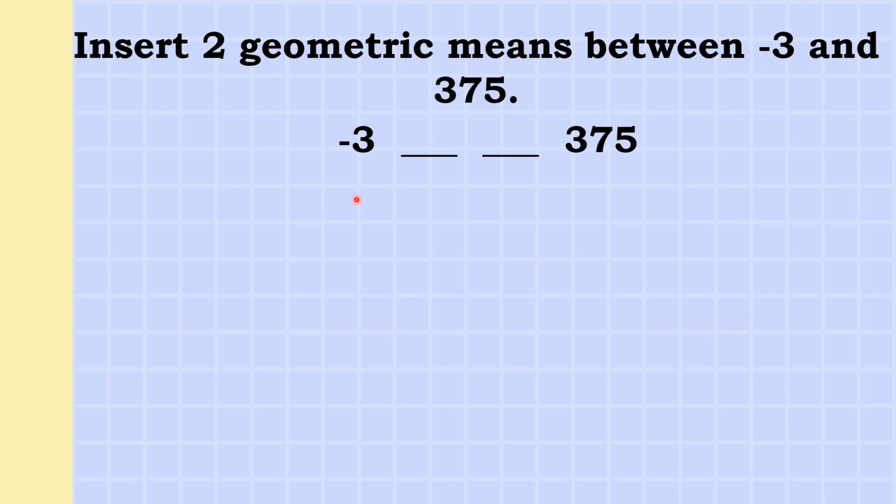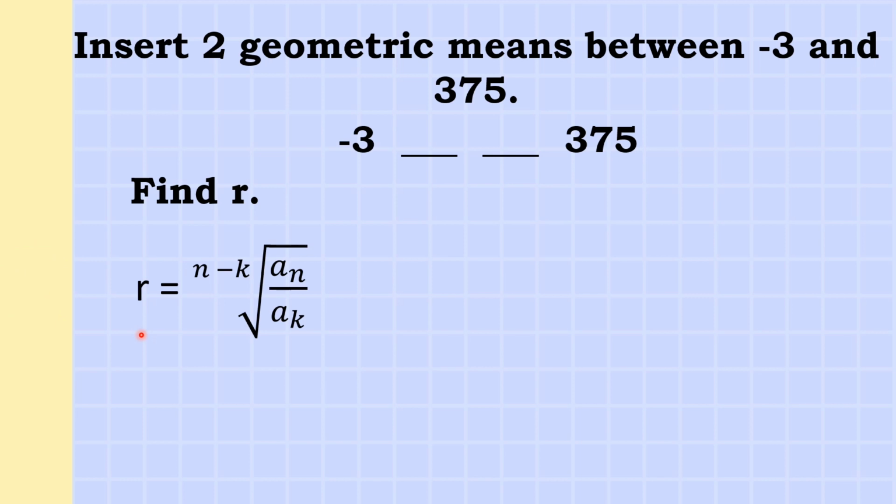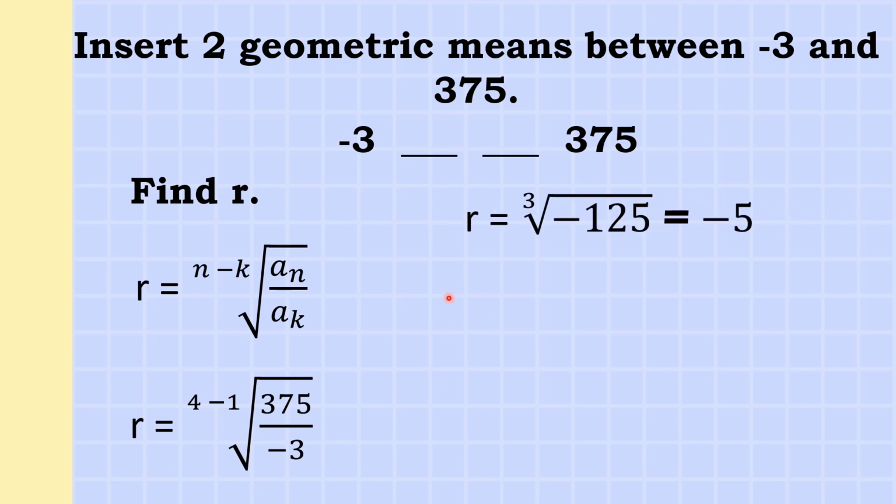Another example, insert two geometric means between negative 3 and 375. If we list the terms, we have negative 3, blank, blank, 375. First, we need to find r, by using r equals the n minus kth root of a sub n over a sub k. By substitution, and since we have 4 terms, we have r equals the 4 minus 1 root of 375 over negative 3. 375 divided by negative 3 is negative 125. So we have r equals cube root of negative 125.